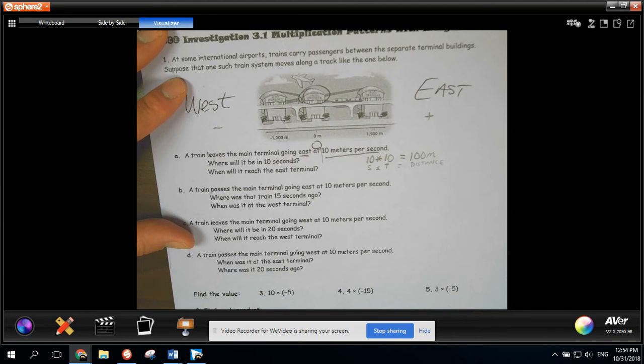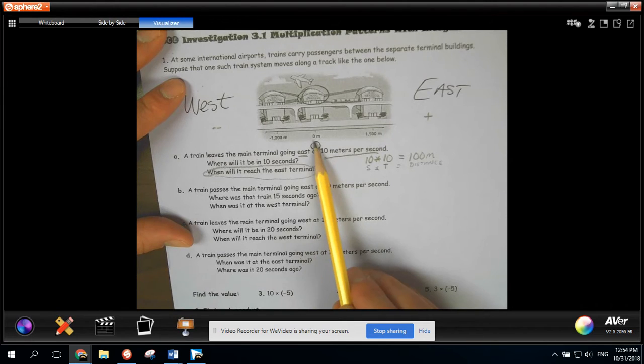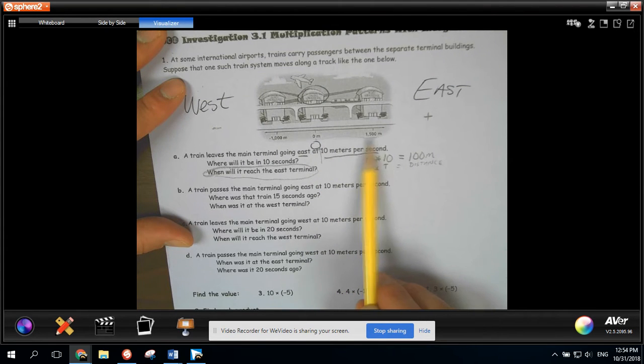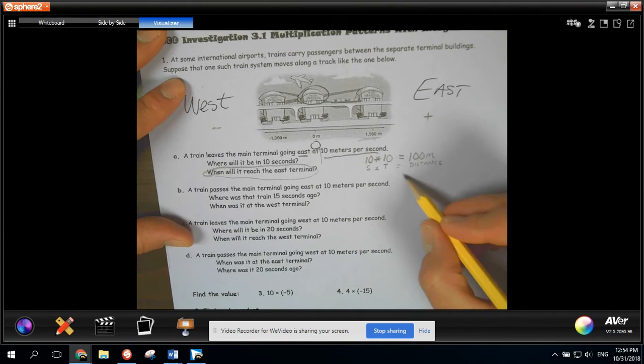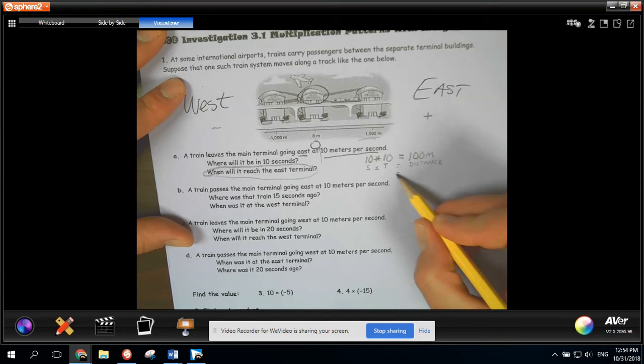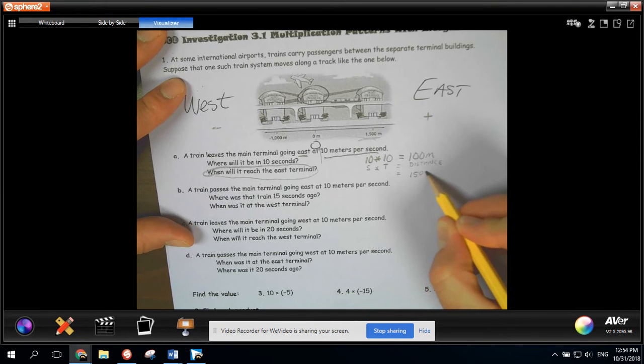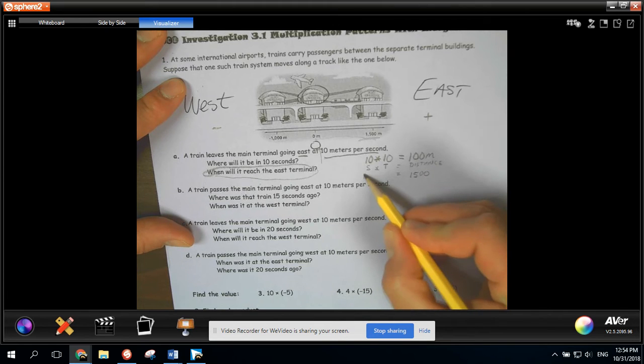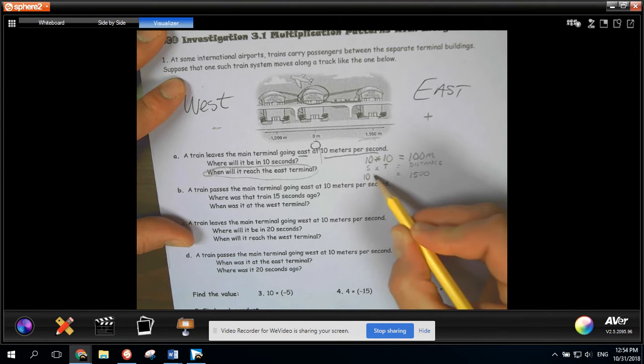Where it gets a little bit tricky is this one. So now it's actually asking us when the train will reach the terminal. So the train has to travel 1,500 meters. So we're going to put that in for the distance, 1,500. The speed does not change. It's still going 10 meters per second.